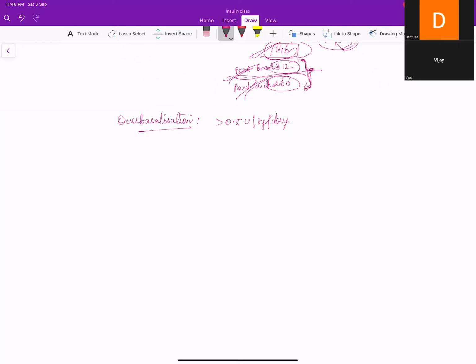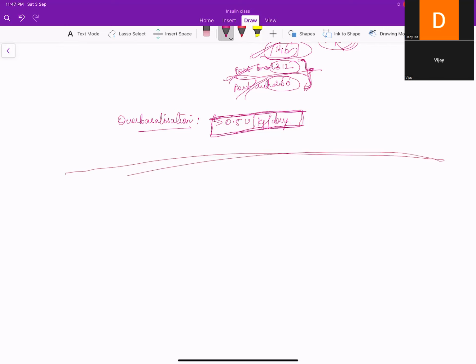So putting 60 units of basal insulin for a 60 kg person is wrong. Never put basal insulin more than 0.5 units per kg per day. Suppose they go for such a situation, change the regimen: basal bolus, basal plus, or go to a GLP-1 receptor agonist.